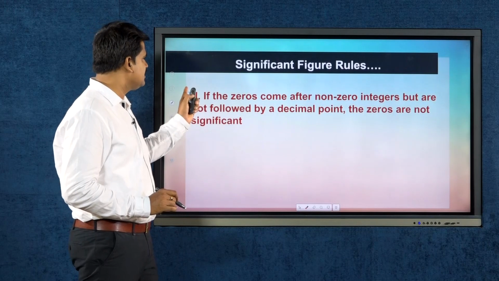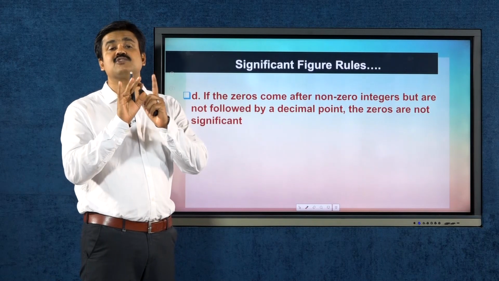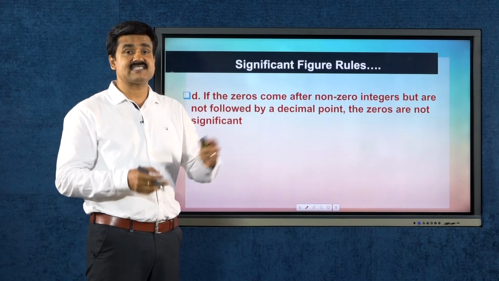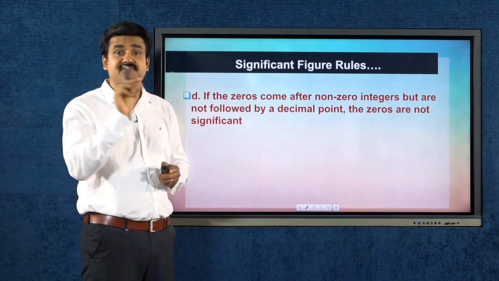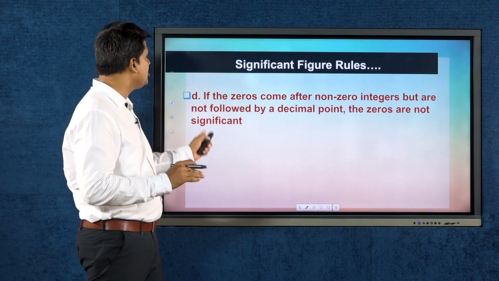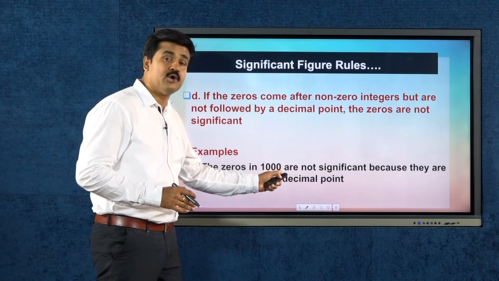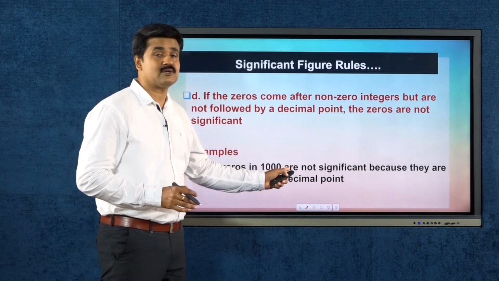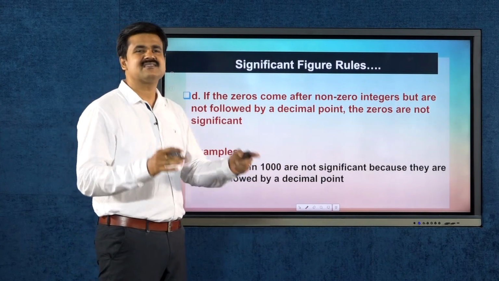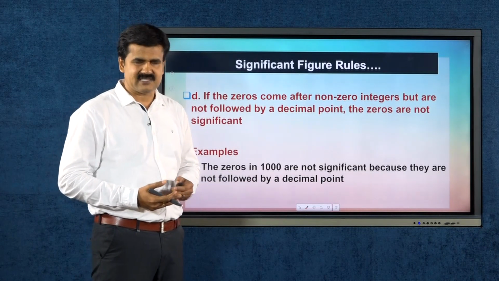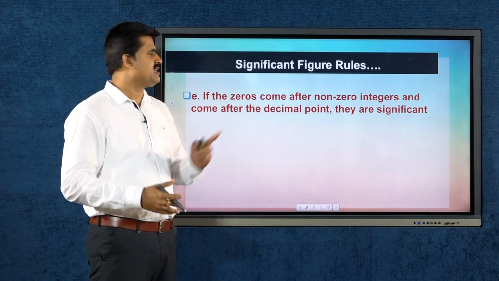Now, there is another sub-rule: if the zeros come after non-zero integers but are not followed by a decimal point. In the previous example, 1000 was followed by a point. But if there is no point, the zeros are not significant. Look at this measurement, the zeros in 1000. Here you cannot see a decimal point. There are 3 zeros, but they do not end with a decimal point, so these zeros cannot be treated as significant figures.